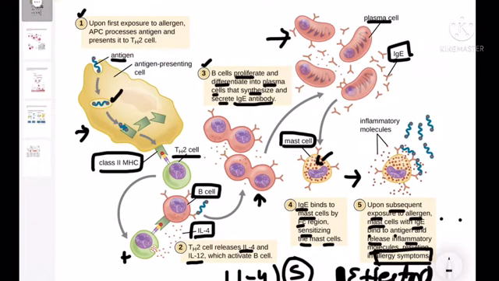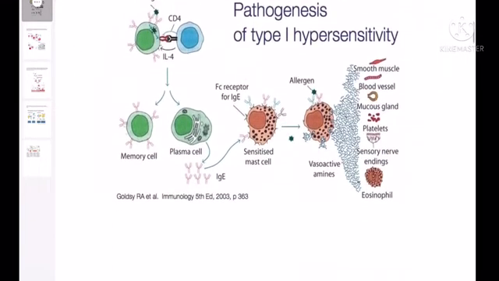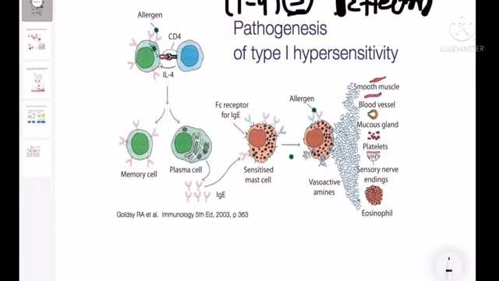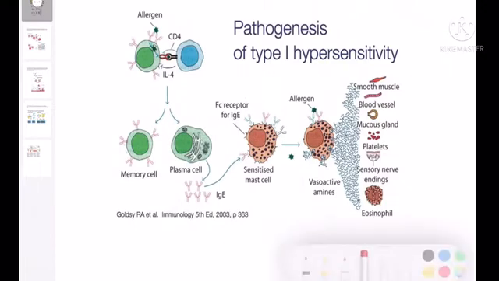Here are the same images, the effector phase and the sensitization phase, but they want to show us some symptoms, like when there will be release from the mast cell and other cytokines. There will be smooth muscle contraction, dilation of the blood vessels, hypersecretion by the mucous glands, and platelet aggregation.